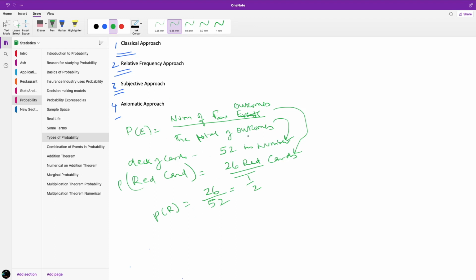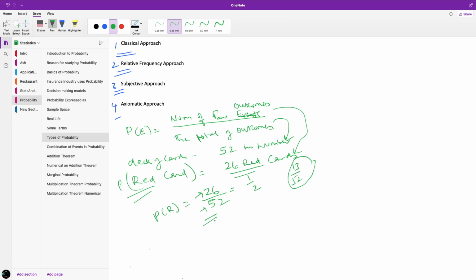Later in the video you may see this as another number like 13 by 52, but that was a mistake. I have corrected it and the video has been edited. So you may see some other number in the later part of the video, but the correct answer for the probability of drawing a red card is 26 over 52, and that's 1 by 2.